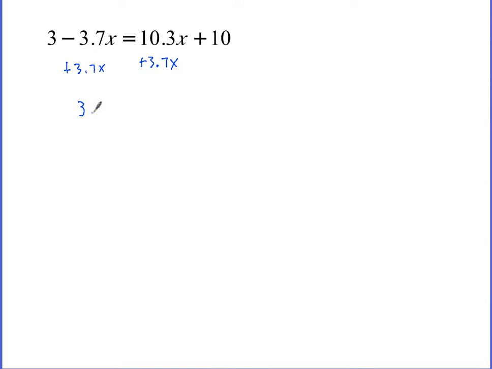So that would be 3 equals 14x plus 10. And then I want to subtract 10. 3 minus 10 is negative 7 equals 14x. And the last step would be divide by 14. So negative 1/2 equals x.